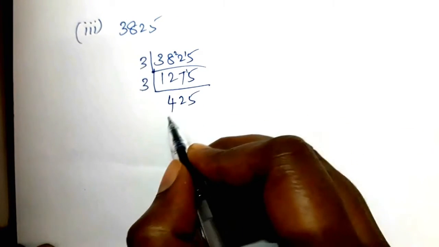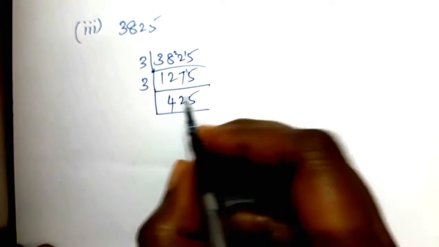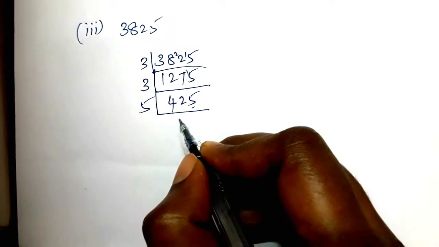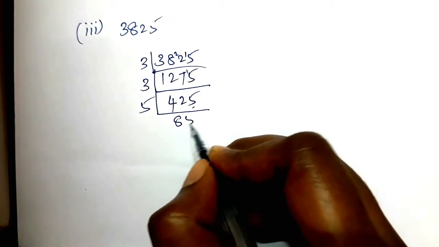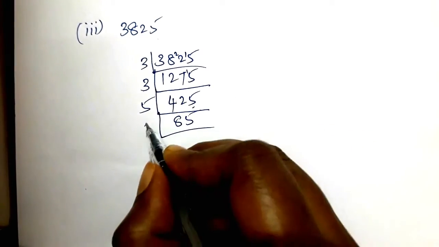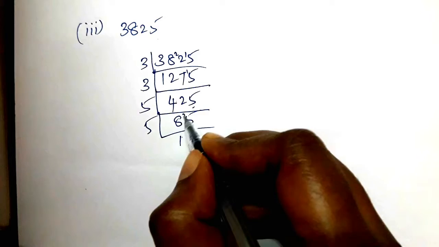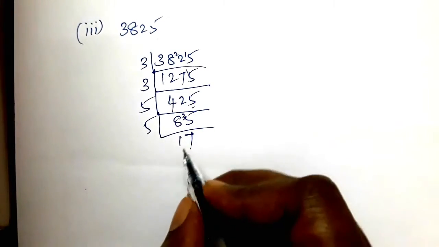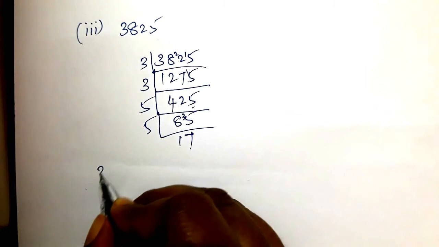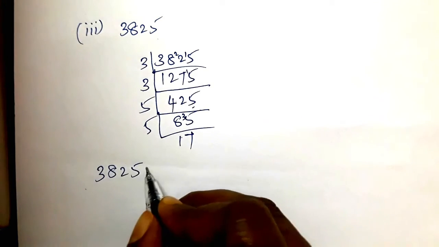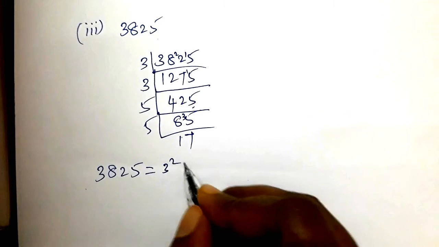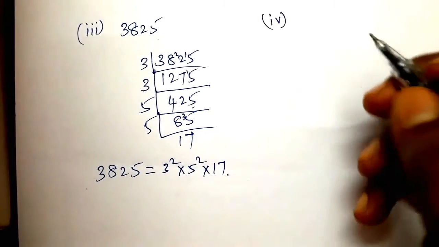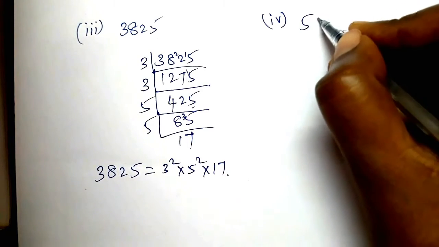Now the sum of the digits is not a multiple of 3, so next least prime number, 5, it goes by 5. 8 5s are 40, remaining 2, 5 5s are 25, again with 5, 1 5s are 5, remaining 3, 7 5s are 35. 17 is a prime number. Now stop the process here. Now 3825 can be written as 3 square into 5 square into 17. Move on to the next question.